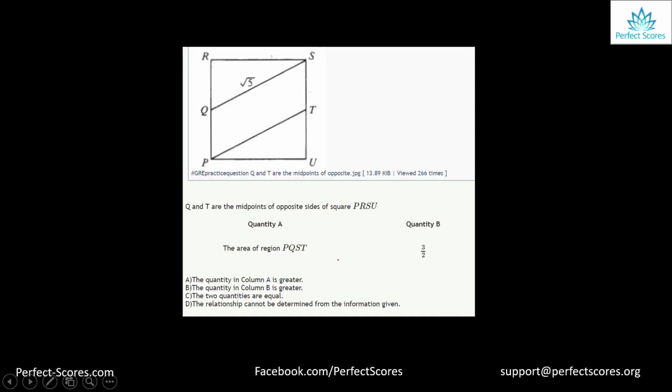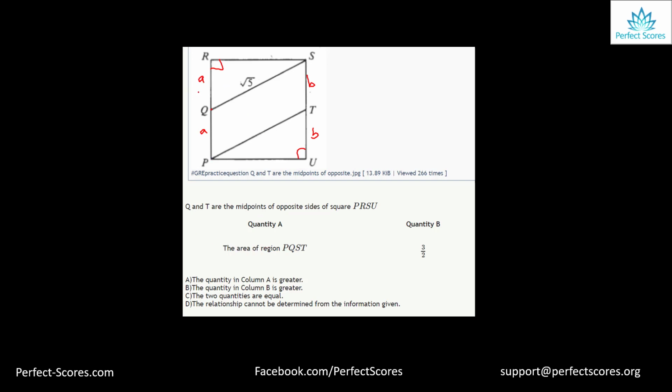Okay. So this question says that Q and T are the midpoints of opposite sides of the square. So these are the midpoints, right? That means if this is A, this is A. If this is B, this is B. And of course, this is 90 degrees. This is 90 degrees, right? That's what we have. Q and T are the midpoints, and it says the area of PQST.